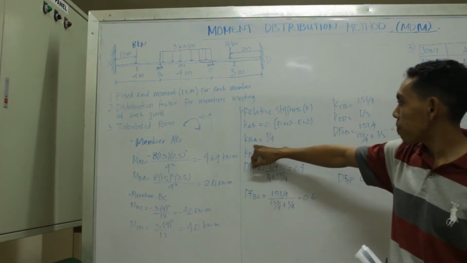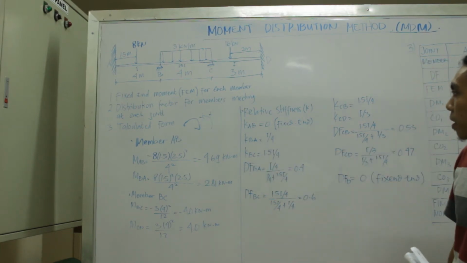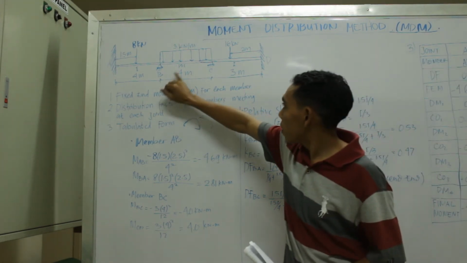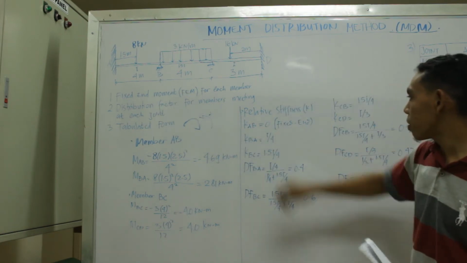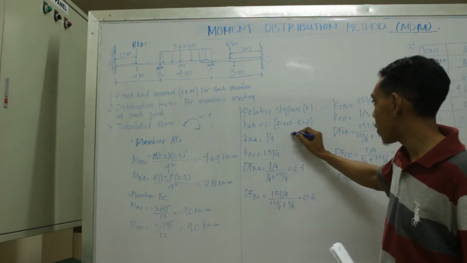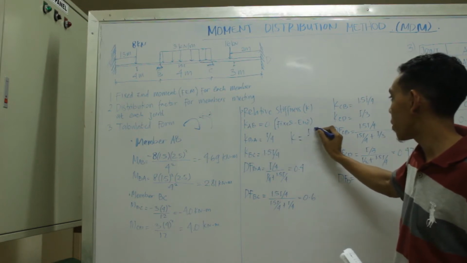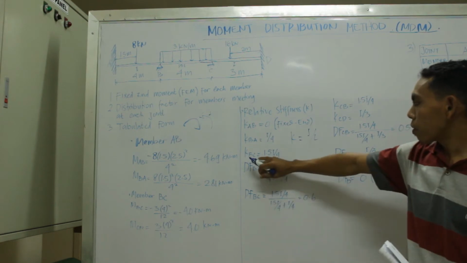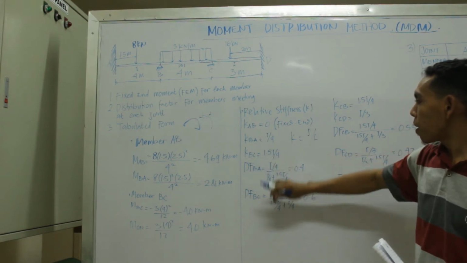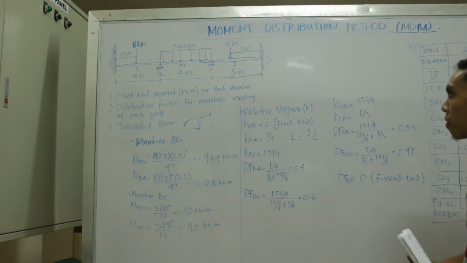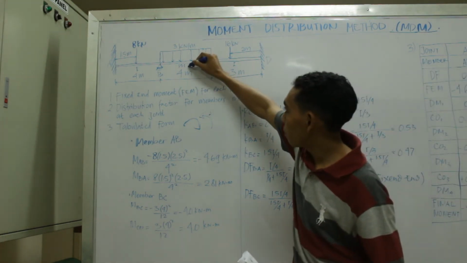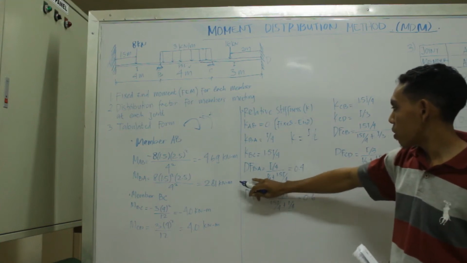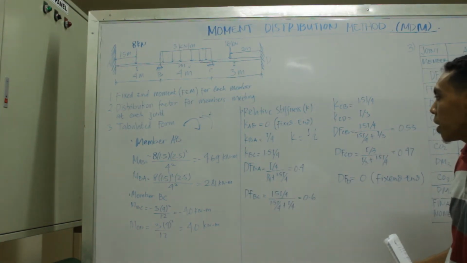And the second one is member BA. We have moment of inertia I, and the length is 4, because relative stiffness K is equal to moment of inertia over length. So here we have I over 4, and for the relative stiffness of member BC, we have 1.5 I, the moment of inertia, over 4.